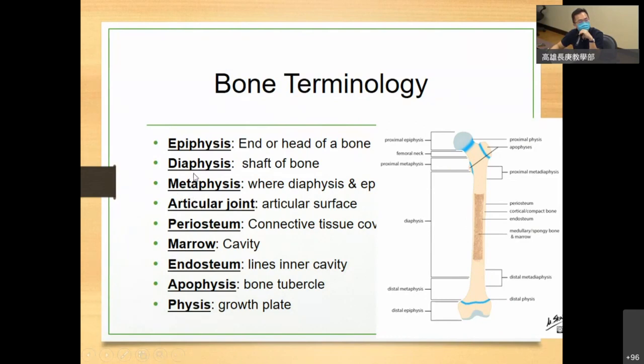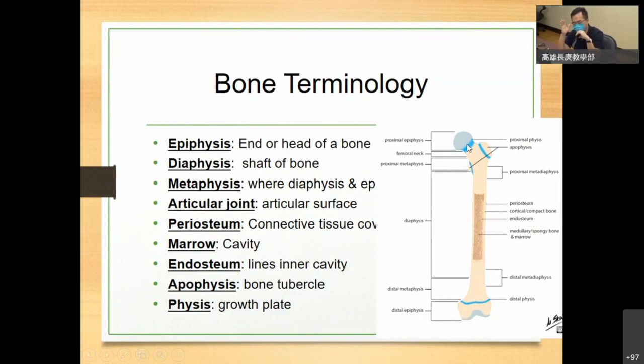And another is the metaphysis. What is the metaphysis? The metaphysis is between the epiphysis and the shaft, like this zone. It's a transition zone. Now, another one is the articular joint.